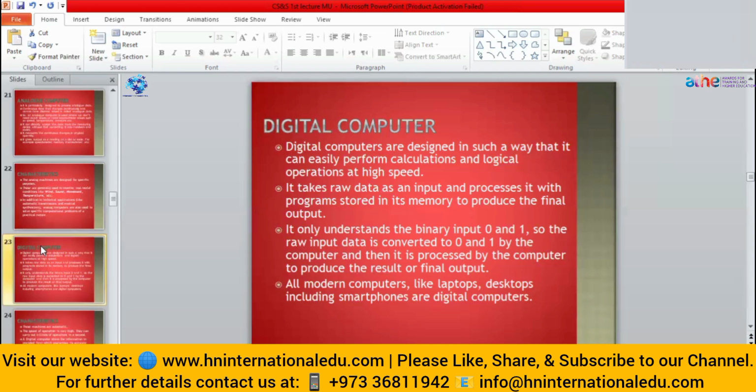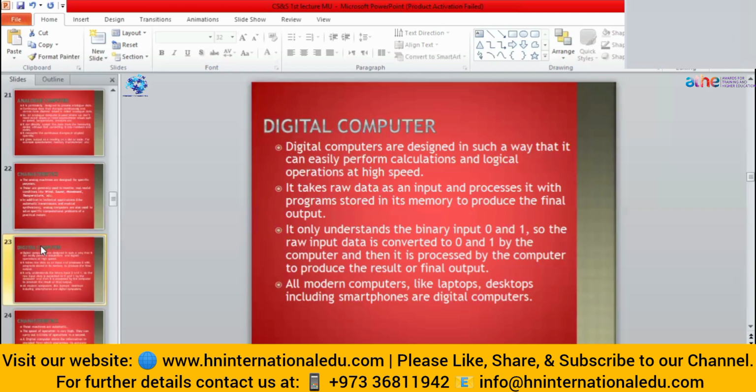As we discussed, it can only understand 0 and 1, because, as we discussed in the start, the computer is an electronic machine. Electricity means there are only two states, on state and off state. So the computer can only understand the on state and off state. So we have to represent the on state with 1 and the off state with 0. That's why we can say that the language of our computer is 0 and 1.